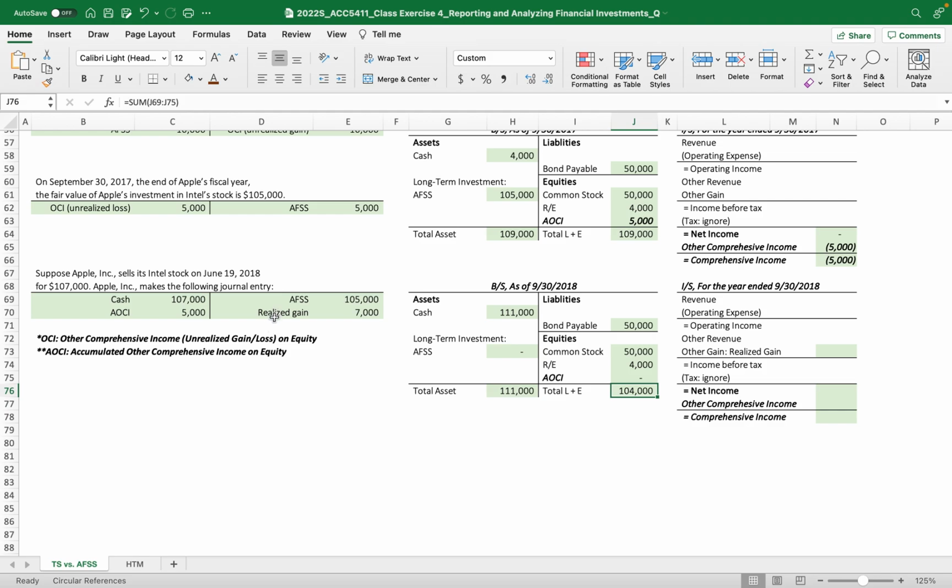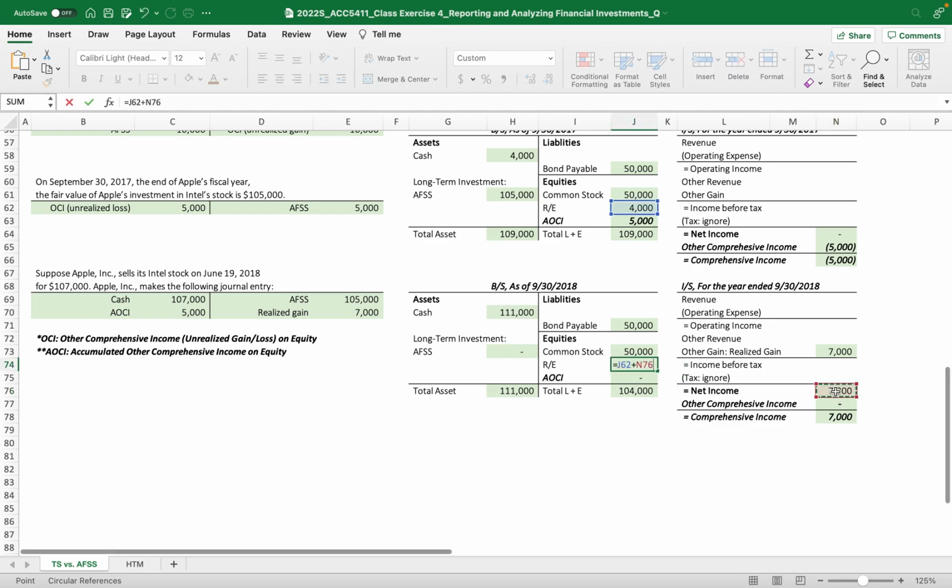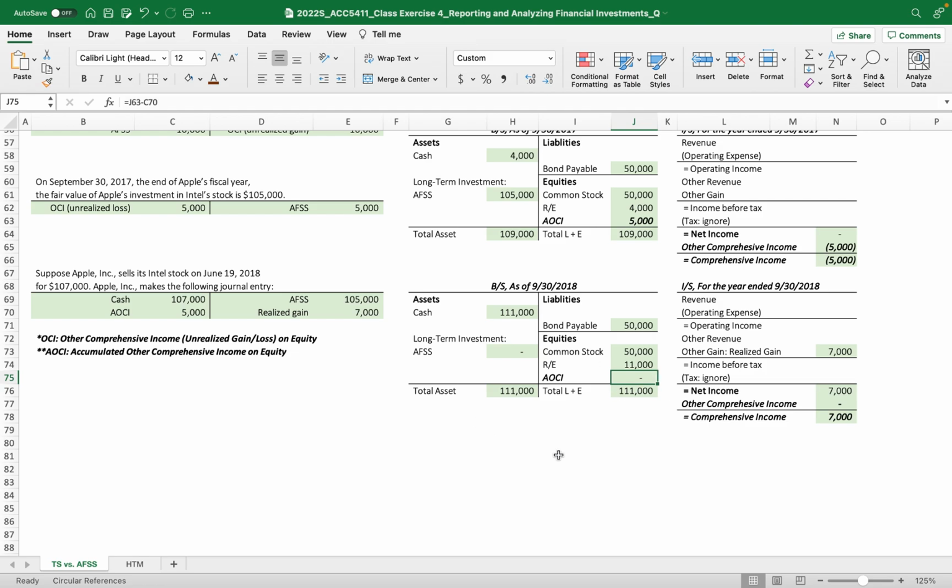Now this realized gain, finally we put in the net income, right? In the net income, 7,000. So net income 7,000, and other comprehensive income is not 5,000, it's 0. And then comprehensive income is 7,000. Then this 7,000 is only included in the equity. So we balanced out. You understood, right?